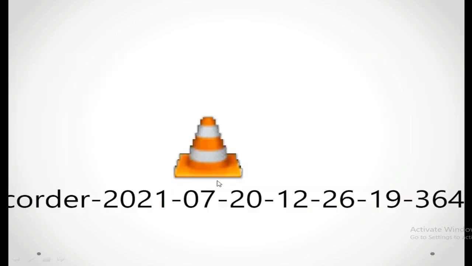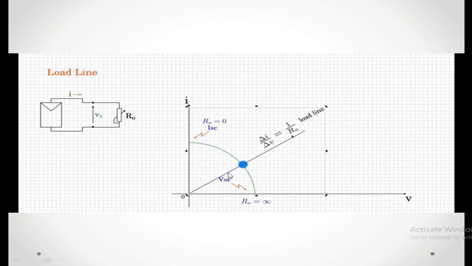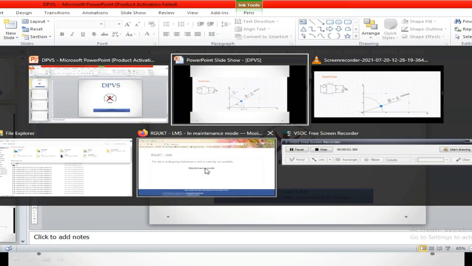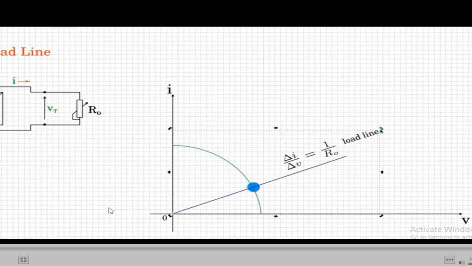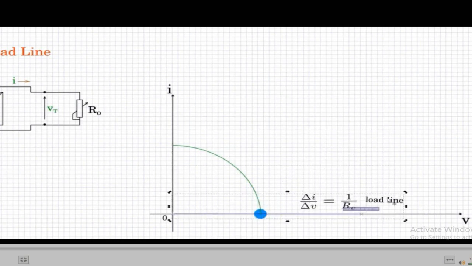Here I need to show you one thing. If I increase this resistance from R naught to infinite, the curve will shift towards the x-axis like this. At this point our R naught value is increased, and that is open circuit. The voltage value is VOC and R naught is infinite.